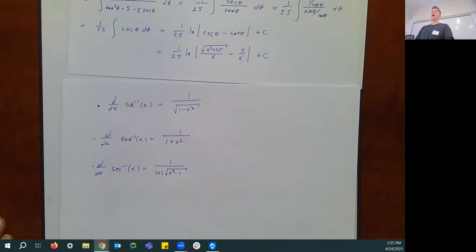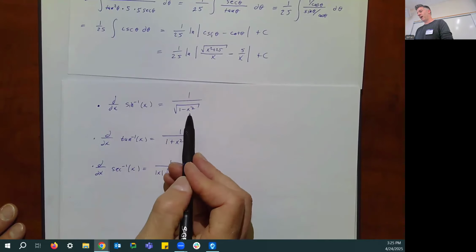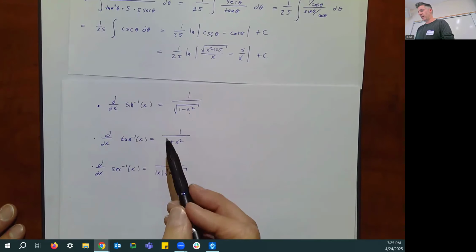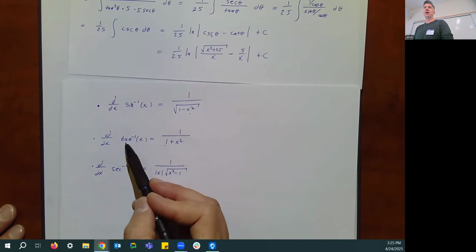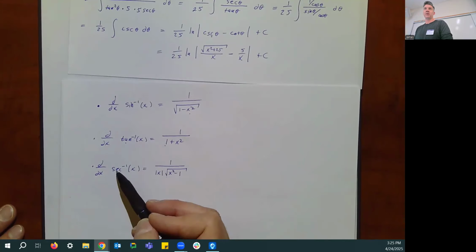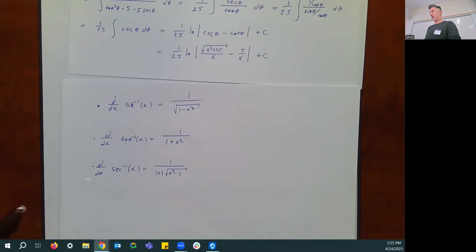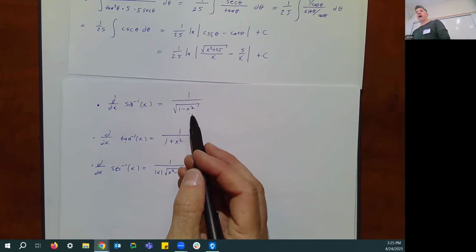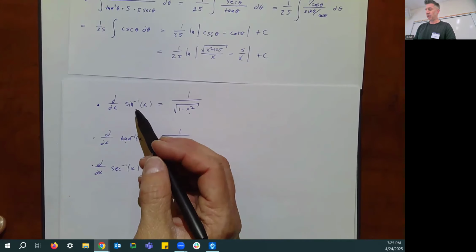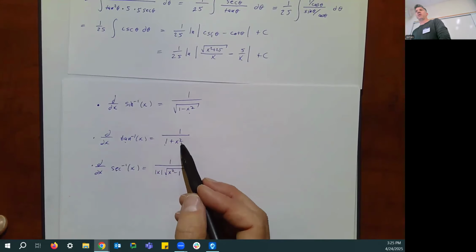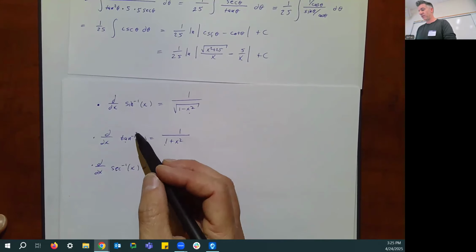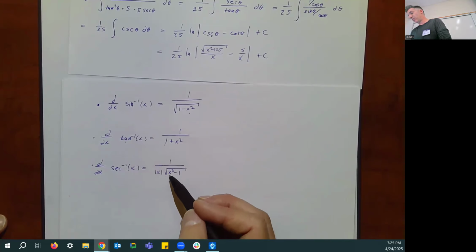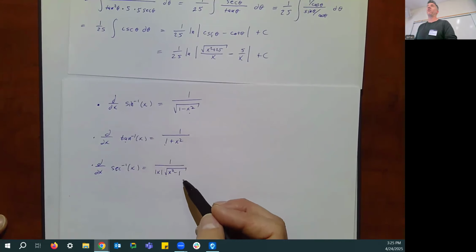So one way I'm actually making this connection is by saying, if I see a 1 minus x squared, I know it's sine. If I see 1 plus x squared, I know it's tangent. And if I see an x squared minus 1, I know it's secant. And if it's not 1, like if it's a 9 minus x squared, x is going to be 3 times sine. And if it's a 9 plus x squared, x is going to be 3 times tangent. And if it's x squared minus 16, it's going to be x equal to 4 times secant.